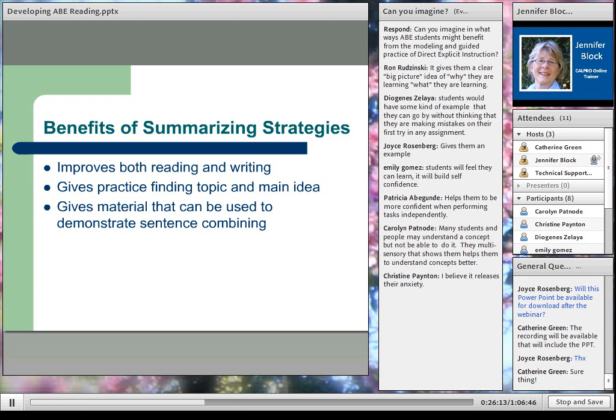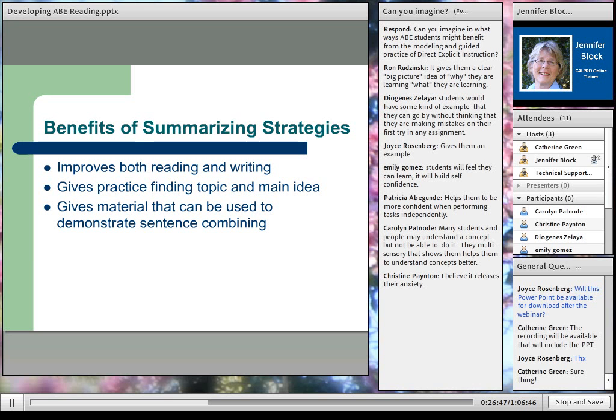We need to make effective and efficient use of our students' time. ABE students are often not with us for terribly long periods. And if we can give them something really solid that's going to improve two areas at once, we need to go for it. Summarizing strategies give practice for students finding the topic and the main idea. This, of course, improves comprehension. It also helps them when they go to write their own essays.